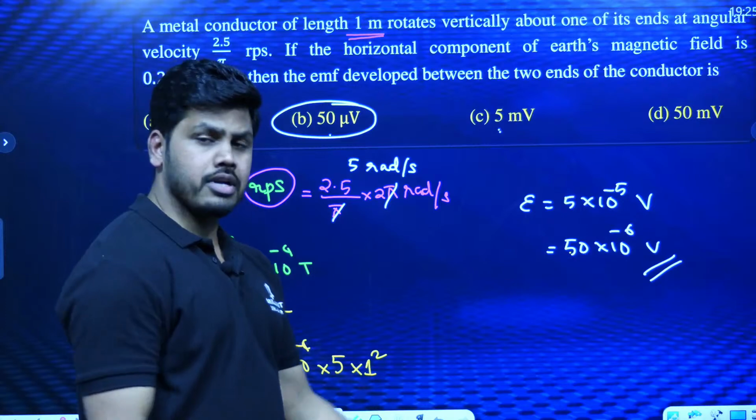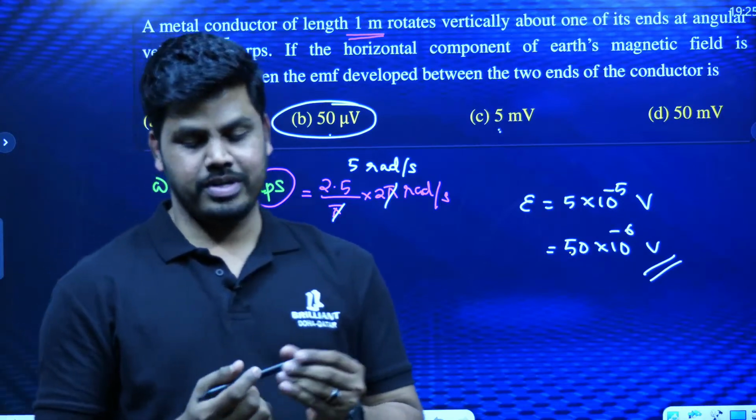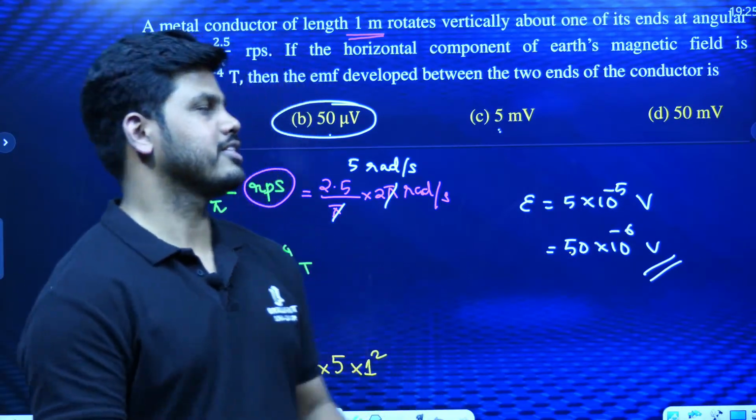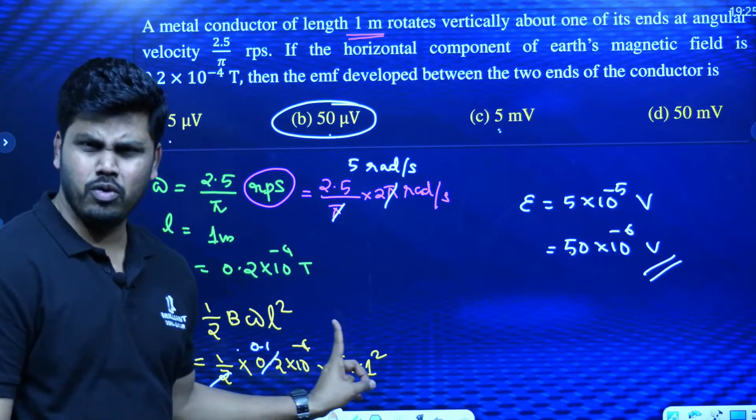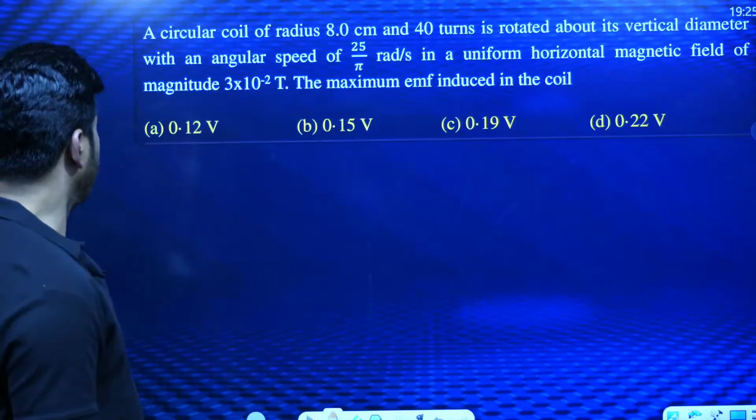A question from a special case of motional EMF, that is rotating rod. A rod was rotating in the external magnetic field. Half B omega L square. Done. Moving on to the next.